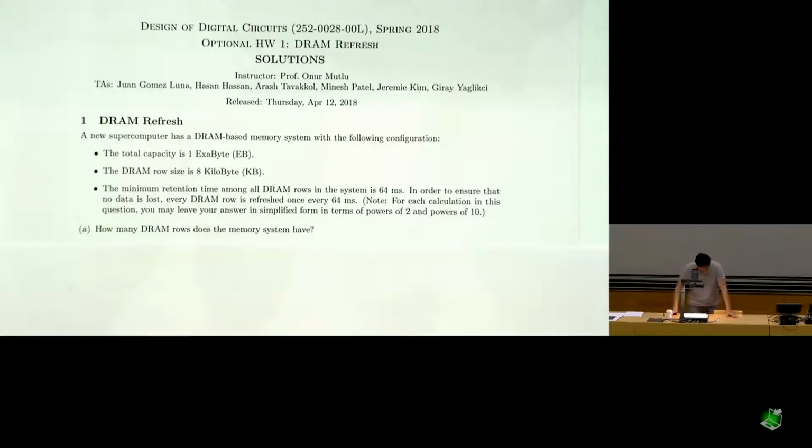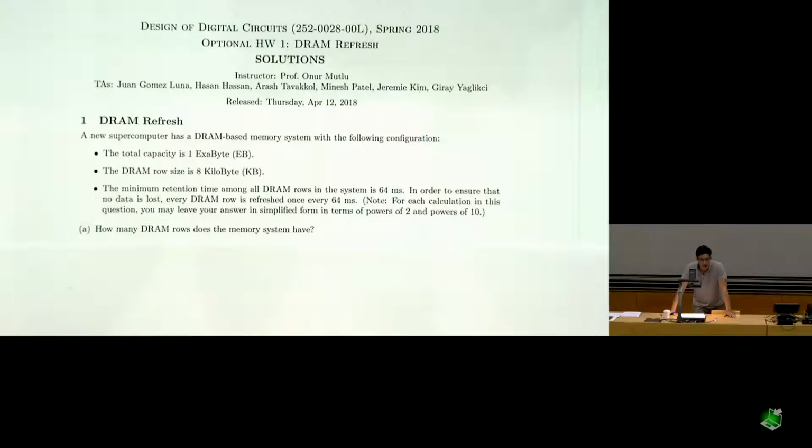So the first question, DRAM refresh, says a new supercomputer has a DRAM-based memory system with the following configuration. We have a total capacity of 1 exabyte. The DRAM row size is 8 kilobytes, and there is a minimum retention time in these DRAM cells that is 64 milliseconds.